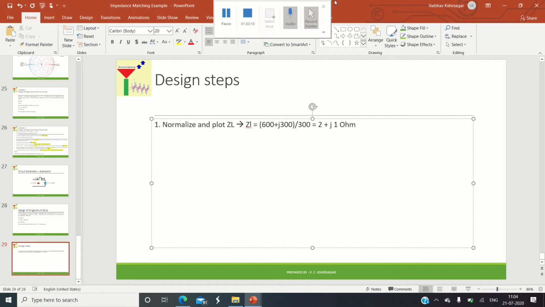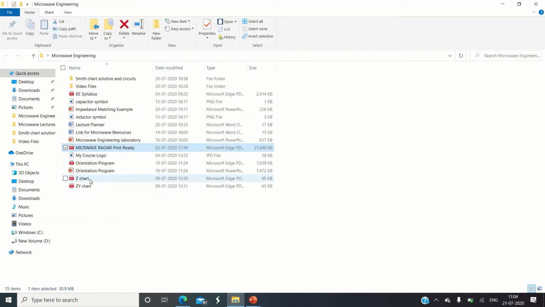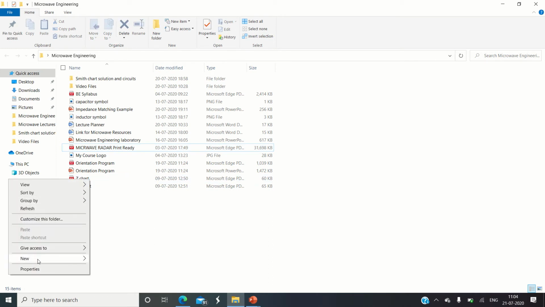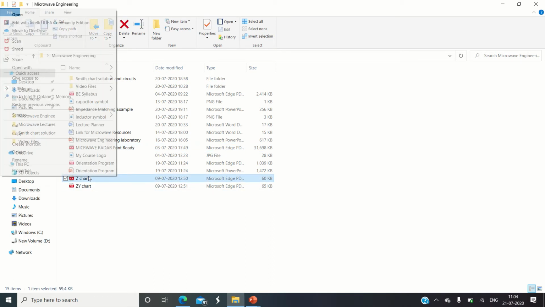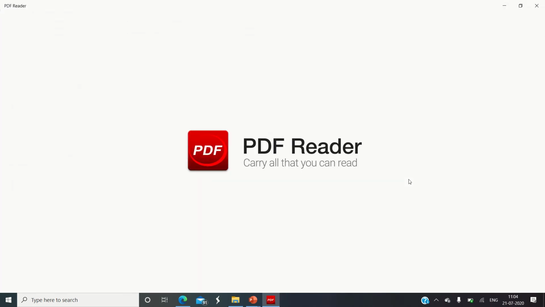We'll plot this point now. For plotting this point, please remember that you need to always start using a brand new Smith chart. Again, we'll be using the Z chart. So I will open a new Smith chart over here, and in this way a Z chart will be open for us.